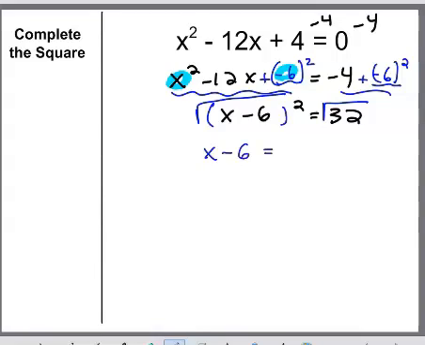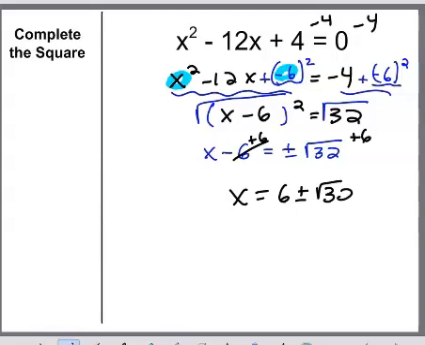Now, when I take the square root of a number, I'm going to put a plus and a minus there, because like the square root of 36 can be +6 or -6. The square root of 32 can either be positive or negative. And then I just want to finish solving. So solving just means to get x by itself. So we end up with 6 plus minus the square root of 32. And we'll leave our answer like this. This is more typical of how we would leave our answer for conics.